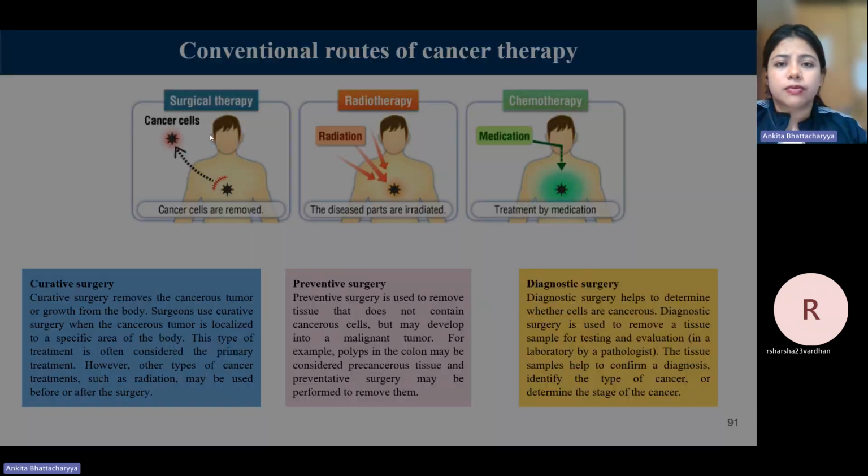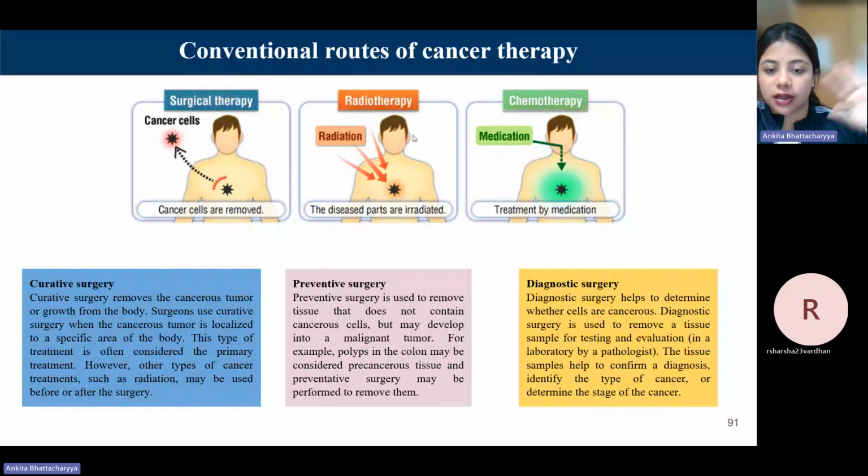Following this, we looked at, so this completed our domain for non-invasive diagnostic or advanced techniques of cancer diagnosis, following which we moved on to conventional routes of cancer therapy. So basically we went into all of the known techniques whereby it involves surgery, radiotherapy, and finally chemotherapy. So these are all the different types of surgical procedures that we discussed, like curative, preventive, and diagnostic surgery. I'm not going into details of it because they are just definitions. You can look at them in your own due time.